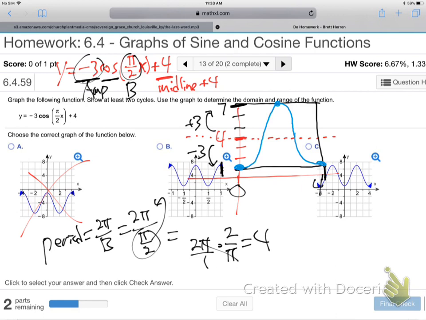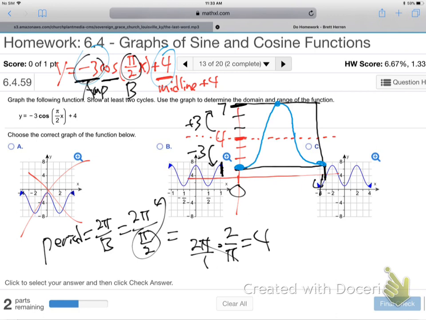That's what we're looking at. That's one cycle of the cosine graph. Everybody see how I found all that stuff? So one more time. The midline was 4. That was the add 4. That was the midline. And then the amplitude was 3. So I took that midline 4, add 3, subtract 3. So 1 to 7. In the period, 2 pi over b, work that out, 4, 0 to 4.